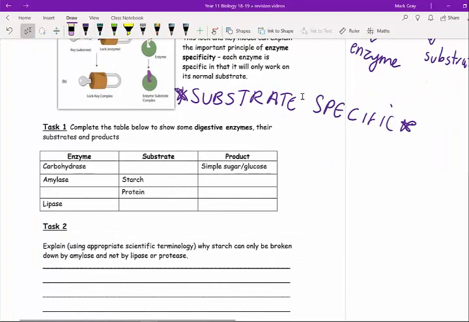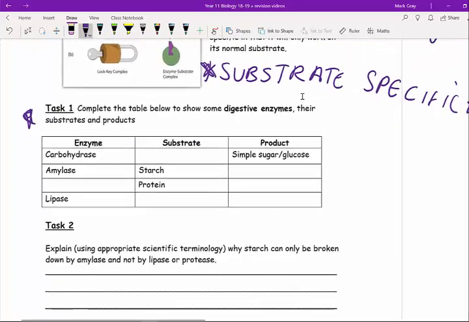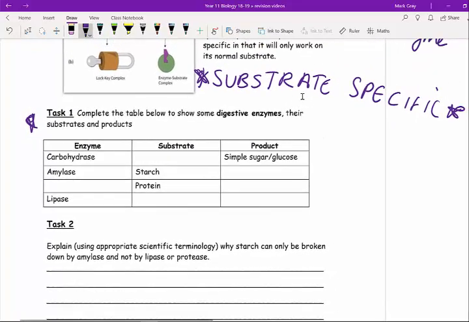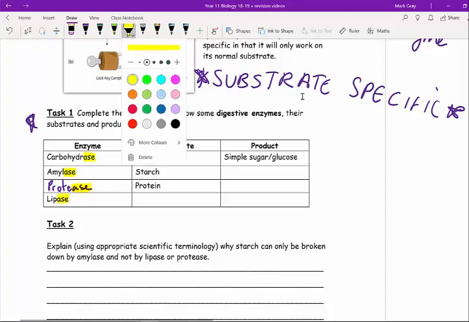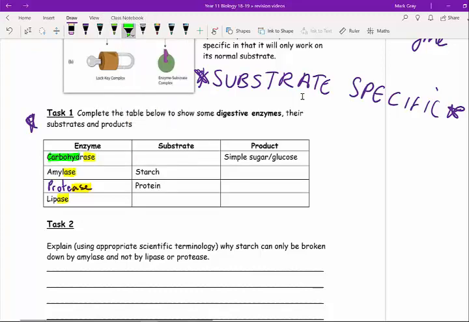Now, this shows how they're specific. Each enzyme here will only break down a certain substrate and they'll only produce a certain product. So we've got 4 enzymes which we need to know about. Carbohydrase, amylase, protease and lipase. Now you'll notice they all end in ASE. So in biology that usually tells us that these are enzymes. And the first part of the name sometimes tells you what they might break down.